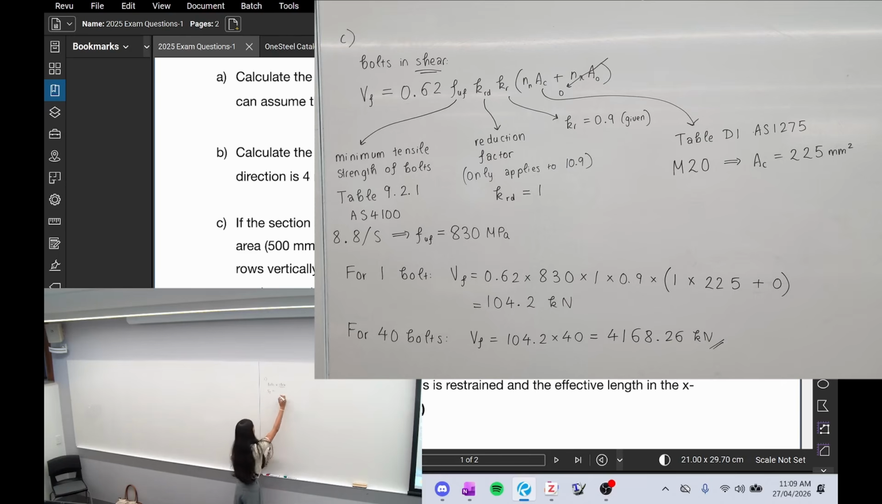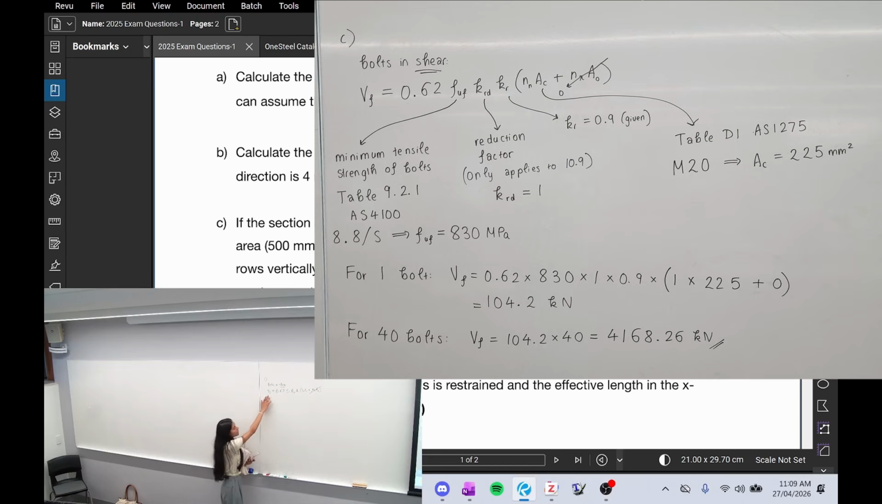So your formula for bolts in shear is 0.62 f subscript uf, k subscript r, n subscript c a subscript c plus n subscript x a subscript o. Now this part you can always take as going to 0. So we only want to worry about these 5 things over here.